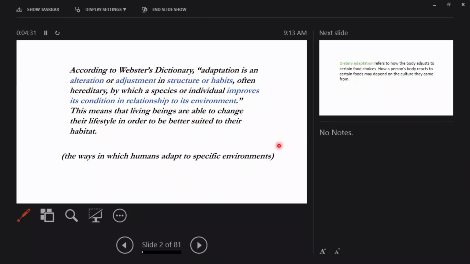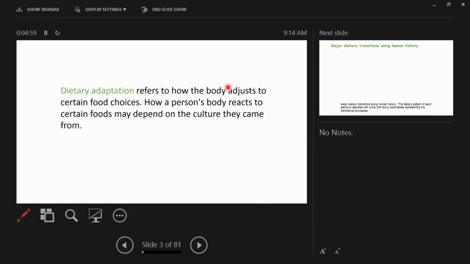So without adaptation, most of the living beings cannot live, cannot survive. That's why it is very important to have nutritional adaptation in order to survive in their different living environments. So the way in which humans adapt to a specific environment, this is the definition of nutritional adaptation or adaptation.